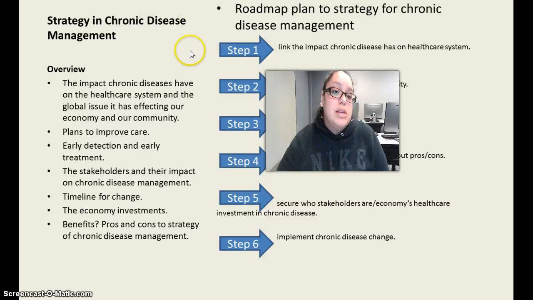So an overview: the impact chronic diseases have on the healthcare system, and the global issue affecting our economy and our community. Plans to improve the care. Early detection means early treatment. The stakeholders and the impact they have on chronic disease management. Timeline for change. The economy investments and what the benefits, pros and cons are. Also, chronic diseases with infections and morbidity diseases are a fast-growing epidemic health problem in the U.S.